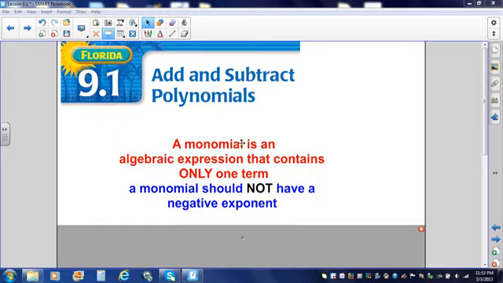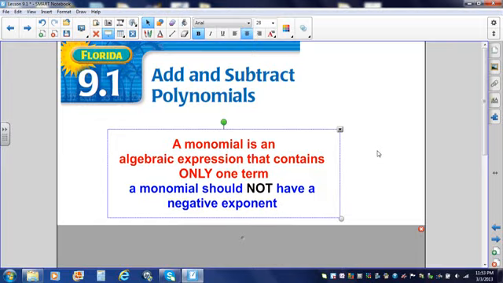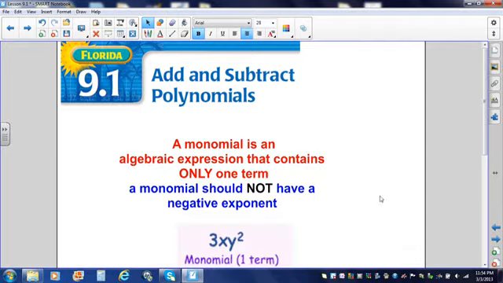Alright, if you would write down in your spiral, a monomial is an algebraic expression that contains only one term. A monomial should not have a negative exponent. So let's look at some examples, and we'll look at some non-examples.